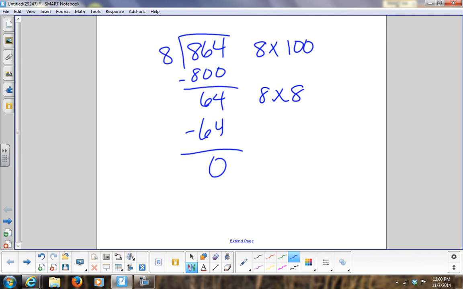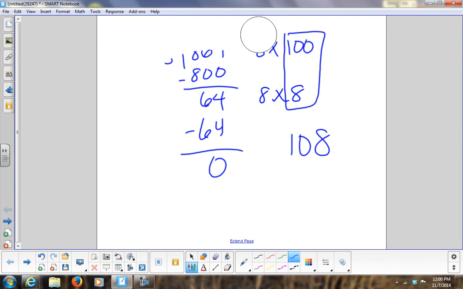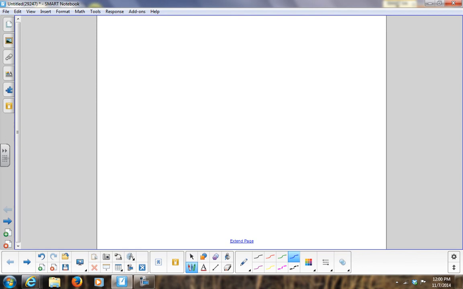Now, to get to my answer, I've got to add these two numbers together, which gives me 108. And 108 times 8. Oh, I got it right. Okay, my problem was 100 plus 8. That's fine. It equals 108, right? Okay. Now to go to the box method. The rectangular method. Is there another one? Okay.